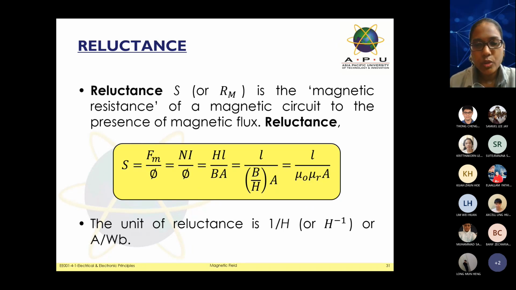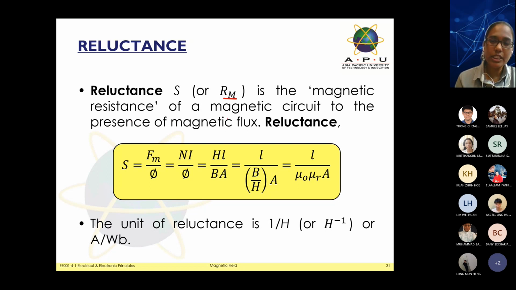Sometimes when you go through some of the reference books, or find it online, the source uses the capital S for reluctance. But for our EEP subject, inductors are also represented as S. At the same time, it can also be defined as Rm. Rm does not mean Ringgit Malaysia; it is the capital R and the small m, which we call magnetic resistance.